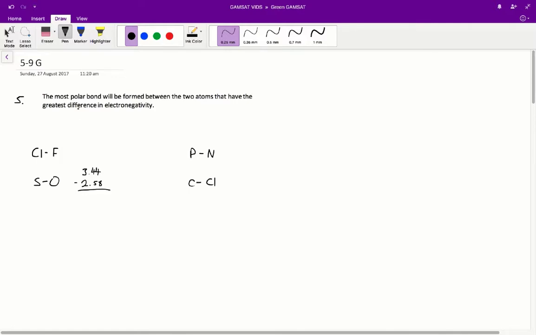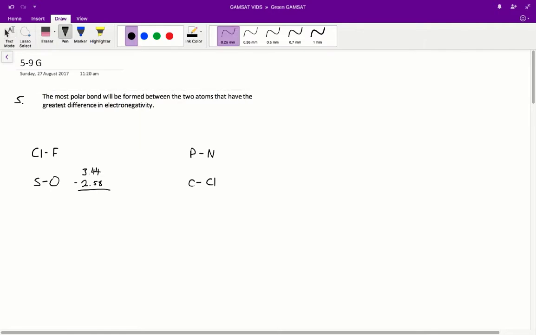Questions 5 to 9 in the ACER green paper. Question 5. Of the following, the most polar bond will be a covalent bond formed between atoms of. So the most polar bond will be formed between the two atoms that have the greatest difference in electronegativity.